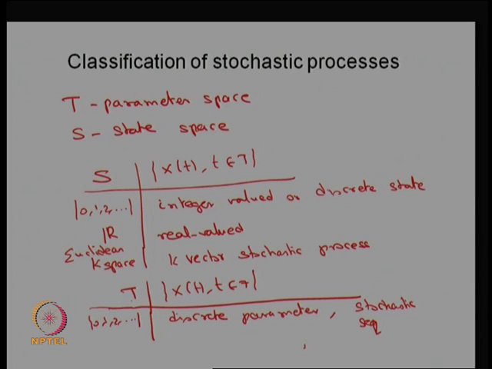Whenever the possible values of capital T are countably finite or countably infinite, then we call the corresponding stochastic process a stochastic sequence, or a discrete parameter stochastic process. Otherwise, if it takes uncountably many values in capital T, then it is called a continuous parameter, and it is called a stochastic process itself. Therefore, based on the discretization, it uses the word sequence, and if capital T takes uncountably many values, then it is called a stochastic process.